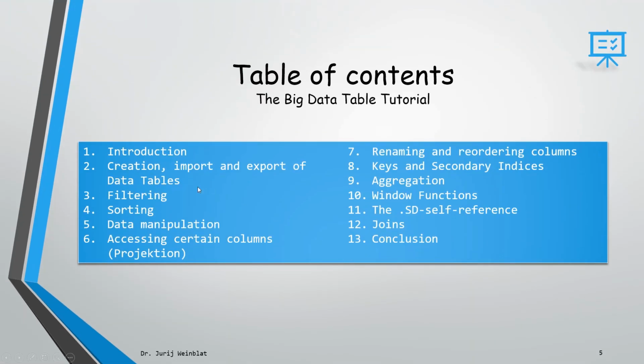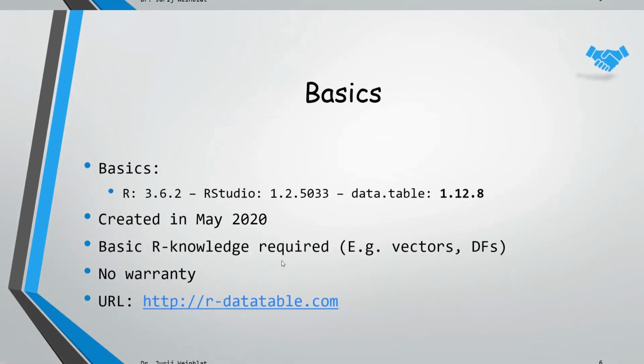So let's have a look at the table of contents. As I said, we will start with an introduction. You will learn some basic data manipulation techniques, but you will also see how to use keys. You will also learn how to do aggregation, how to use window functions and what window functions are. You will have a look at a very powerful concept, which is the self-reference, the .SD symbol. You will of course also learn how to perform joins, and in the end there will be a conclusion. Let's get started with the introduction.